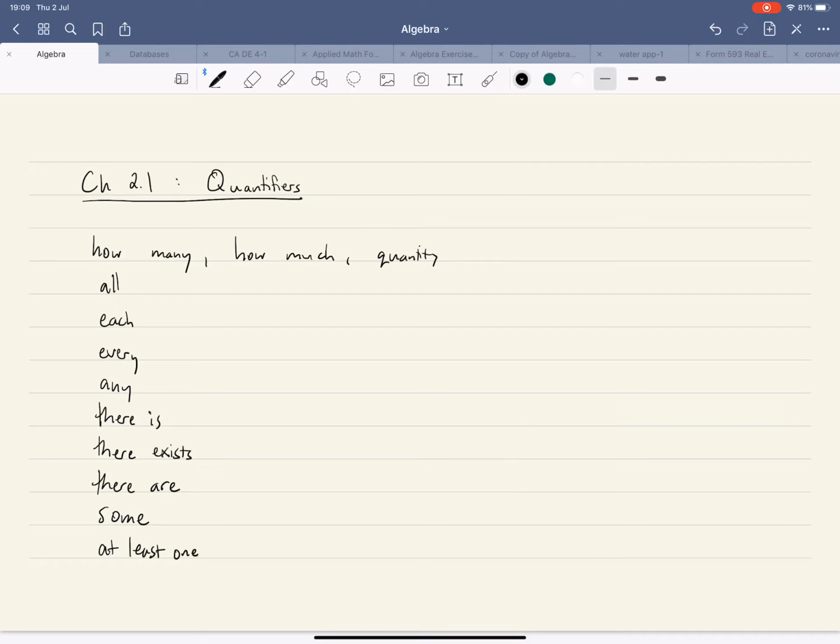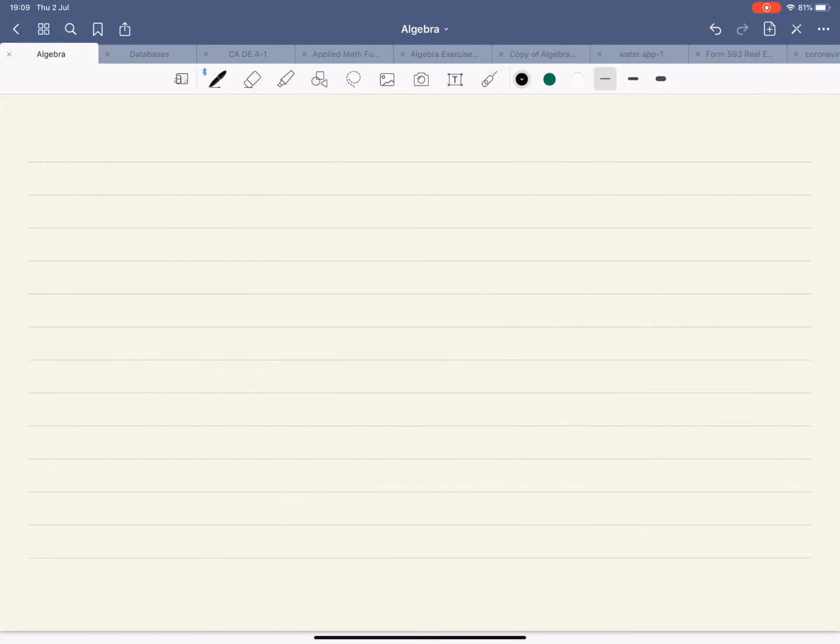right? Each of these phrases gives an idea of how many, and when we combine one of these phrases with an open sentence, remember an open sentence has a variable, then we get an expression that's referred to as a quantifier. Okay, so we're going to take a look at an example to make this a little bit more concrete.